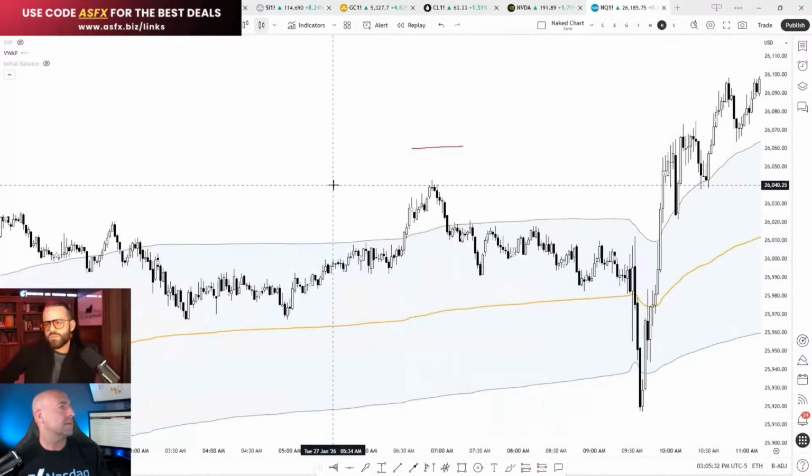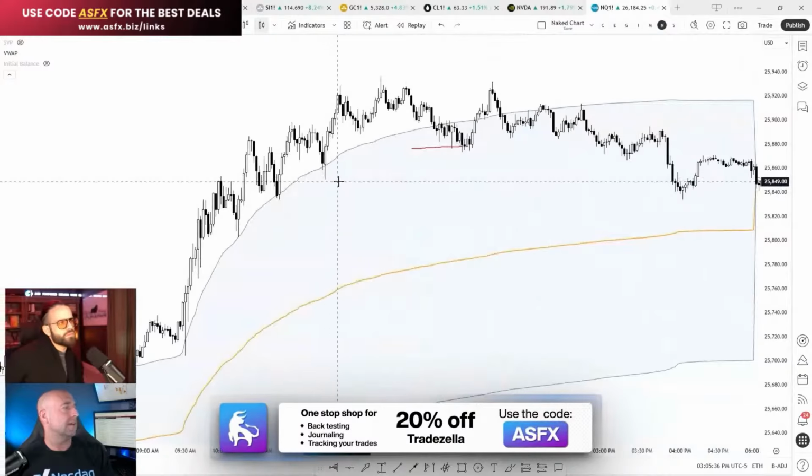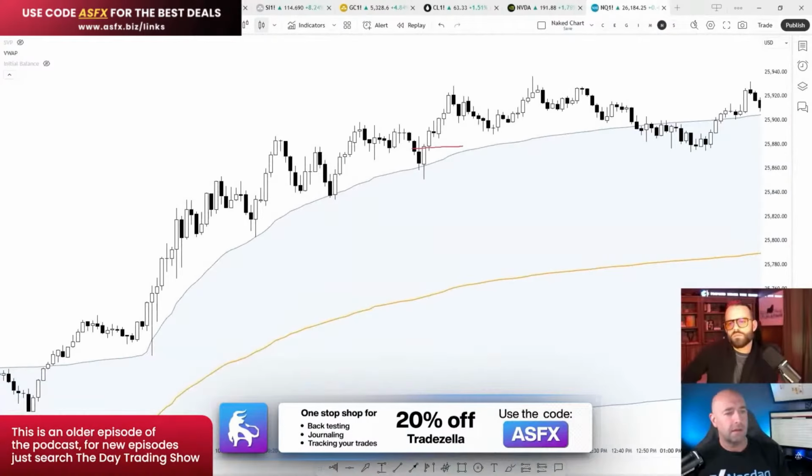All right, so this was Monday here. All right, so this is Monday on NQ. All right, this would be more acceptance, right? Holding above it, we've been there for an hour, right? We've been trading in and out of the bands for an hour.